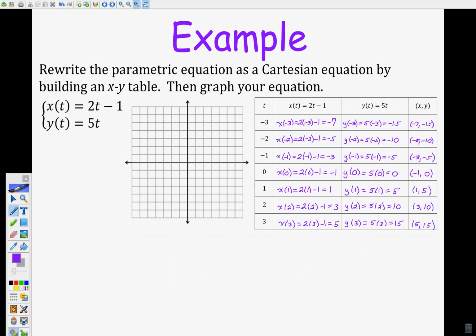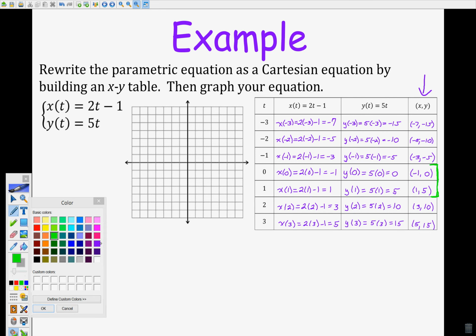Now that we have all of these xy points, we can figure out the Cartesian line, or our normal line, that our parametric equation has created. So I can pick any 2 points I want. For me, I'm going to pick these 2 points right here, because for me, they're the easiest ones to work with. You are welcome to pick any 2 points you want. You should end up with the same answer that I do.